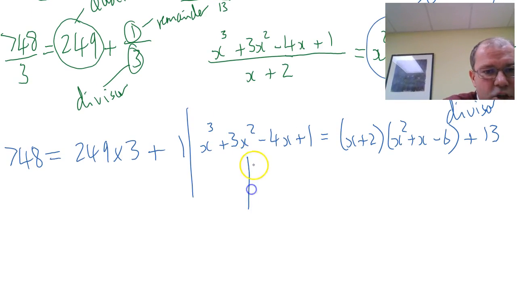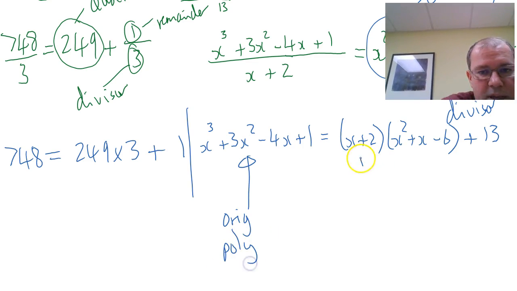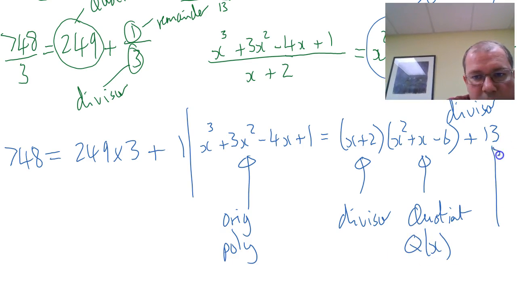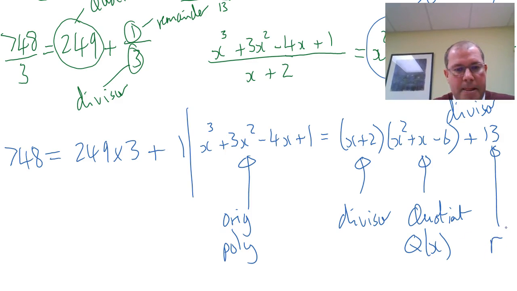So what we have here is our original polynomial. This was our divisor. This is our quotient, which we can call q of x. And here's our remainder, which in this example is a number. I'll just put r for remainder.